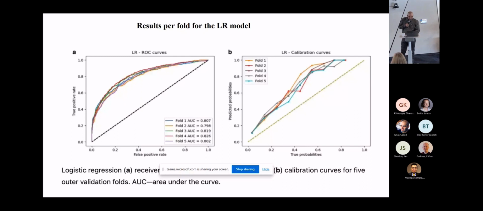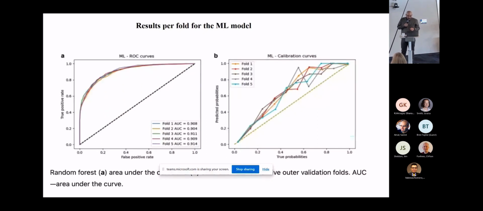So let's see. And then we have the machine learning model that also used the electronic health record data, same as the data for the deep learning, and different from the data that was modeled in the logistic regression approach. And we can see here that it was also performing well, but the deep learning was much better. And it's also not that calibrated.